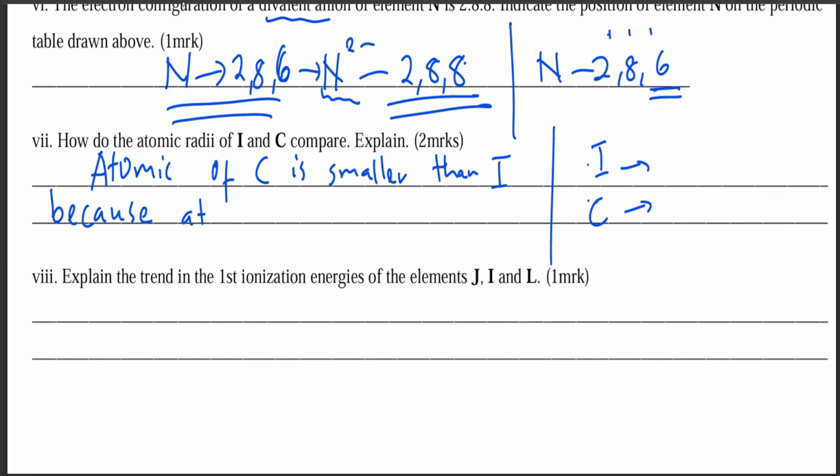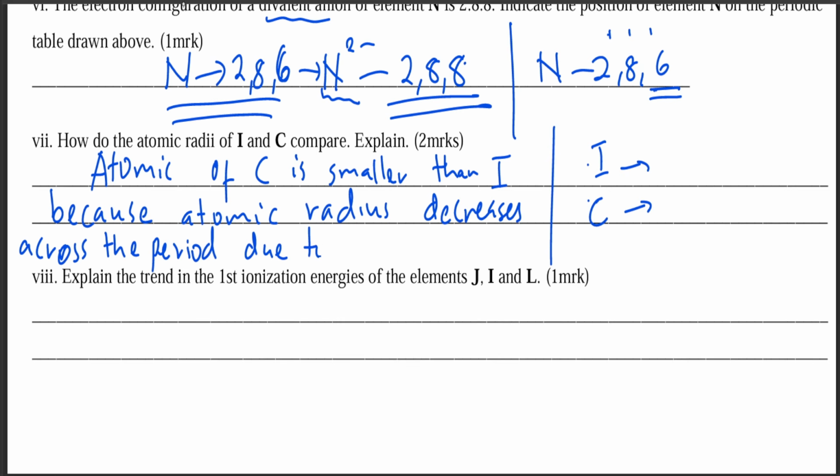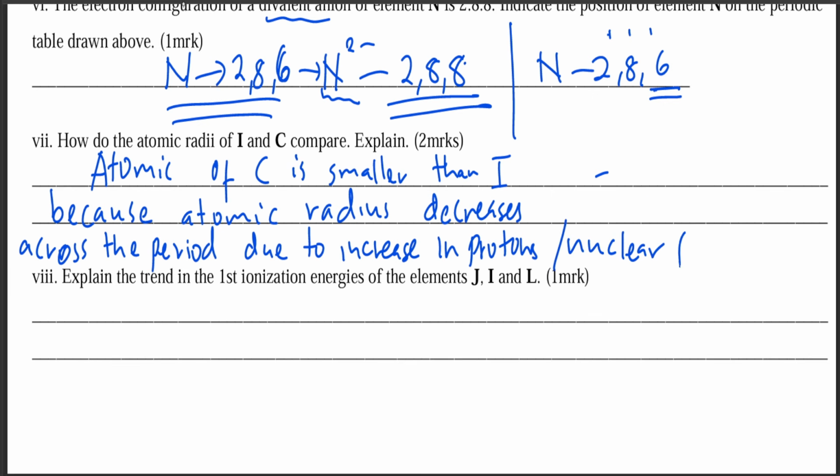Atomic radius decreases across the period due to increase in protons, or nuclear force of attraction, which results in the increase in nuclear force of attraction. You can write it like this.